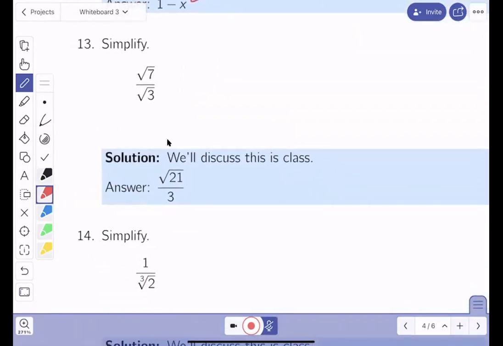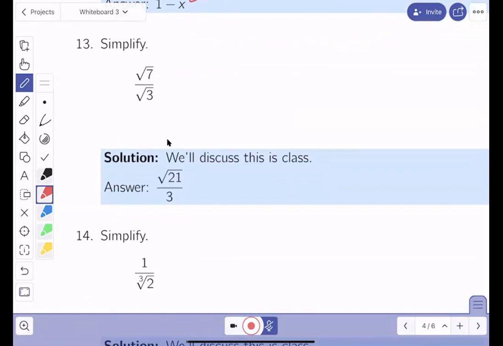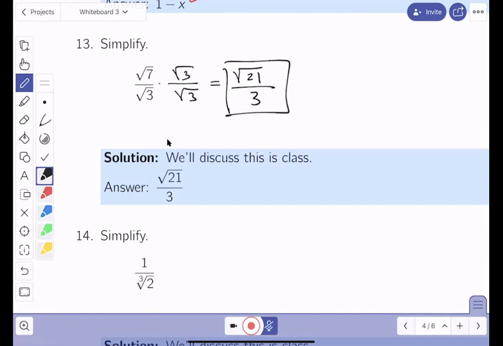All right, number 13. It looks bad. We really do not like to have as a denominator anything except for something that's considered whole. And the root of 3 is not considered whole. So the way I'm going to take care of this is to multiply the top and the bottom by the root of 3. And what do you get on top? Root 21. And what do you get on bottom? Well, root 3 times root 3 is root 9, and root 9 is 3. All right, look at the key.